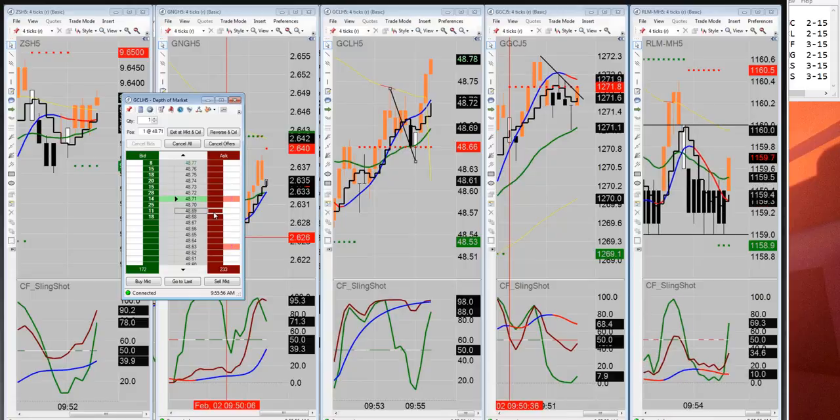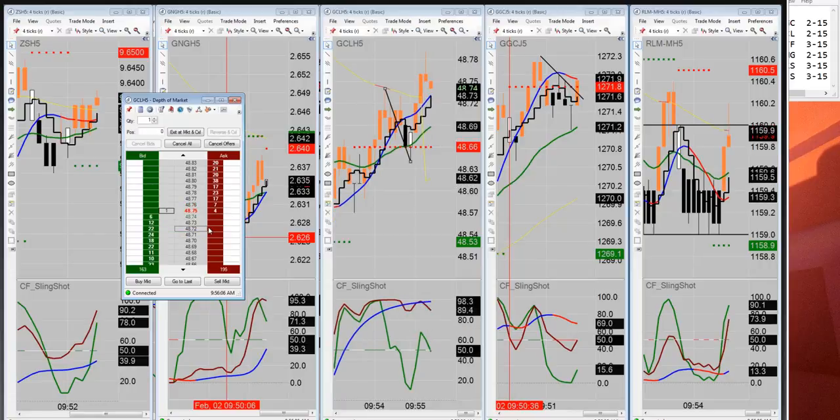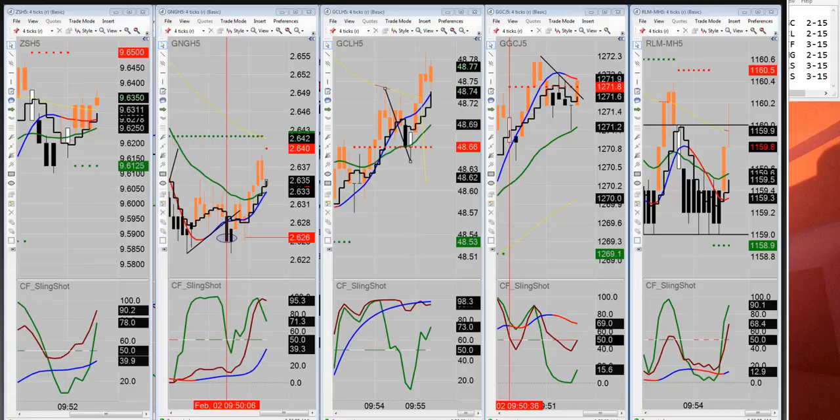All right, stop at break even on that crude. Actually, stop at +3 on the crude. All right, we're flat with 3 on the crude.